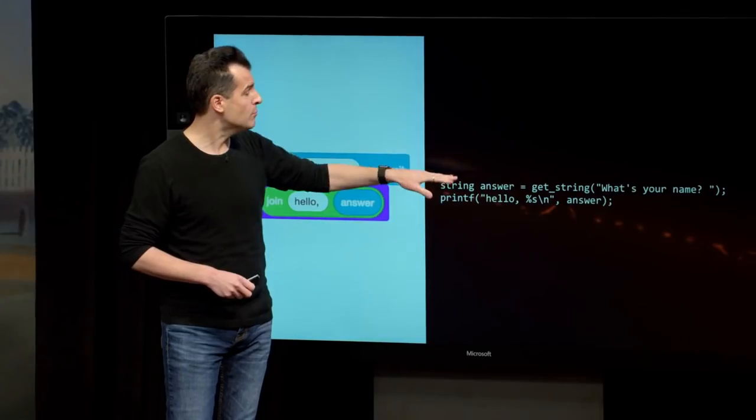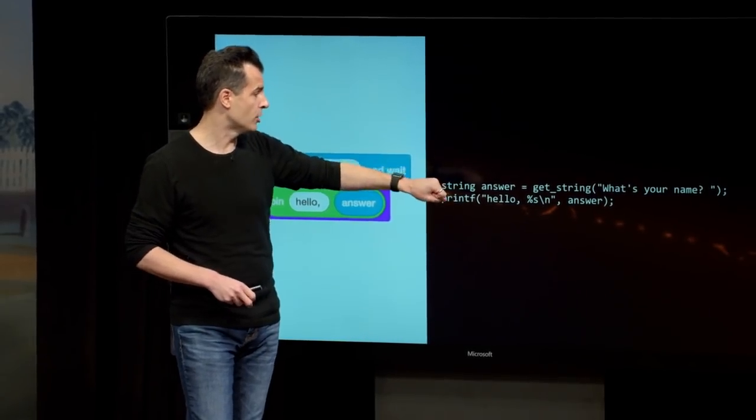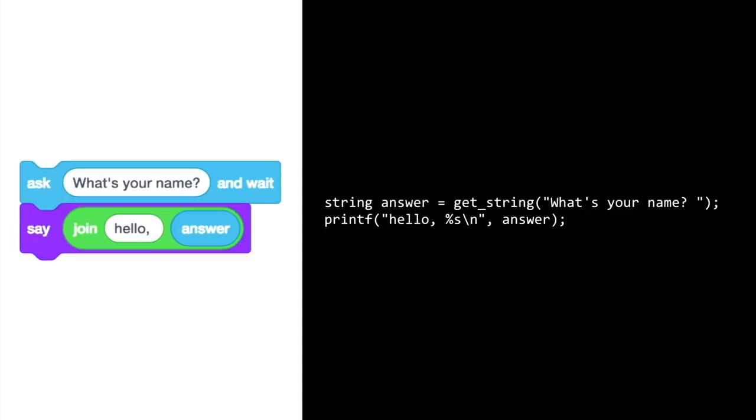Well, let's take a look at another example here, how we might go about getting user input as well. Well, here, notice that we have a puzzle piece called ask. And it says, ask what's your name and wait. And the next puzzle piece said whatever the human had typed in, preceded with the word hello. In C, we saw code like this. String answer equals get string, what's your name? And then printing out with printf, hello, %s, plugging in one value for the other.